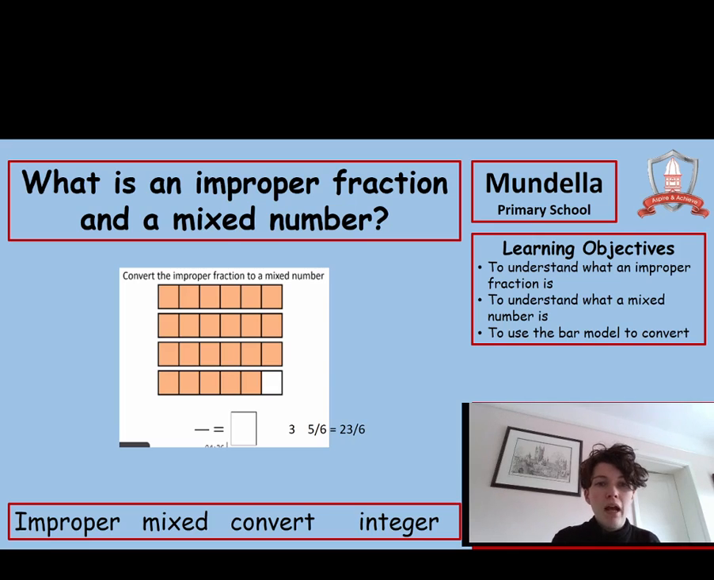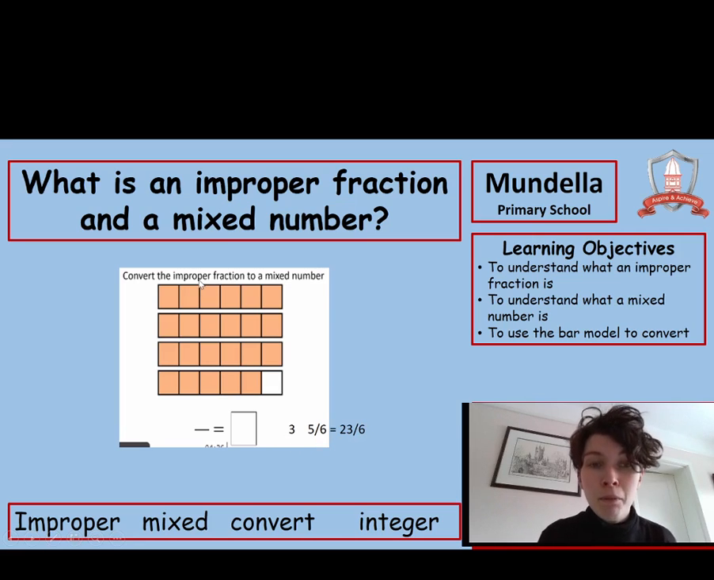Fantastic. So we have here 1, 2, 3 whole bars. So that's our mixed number. Sorry, that's the positive integer of the mixed number, the 3. And then in this last bar here, 5 out of the 6 have been shaded. So as a mixed number, it is 3 and 5/6.